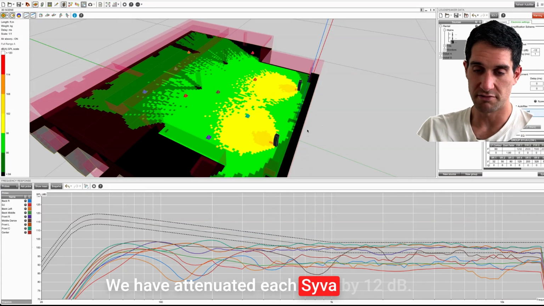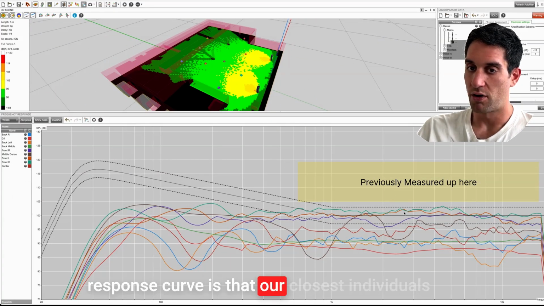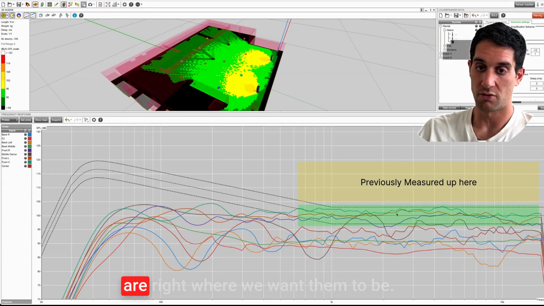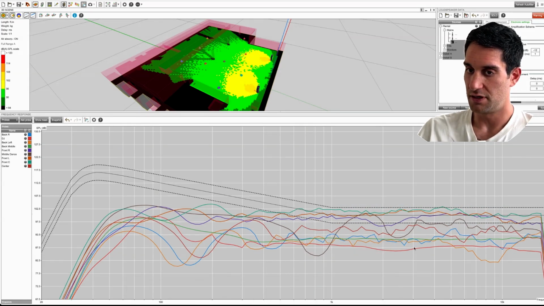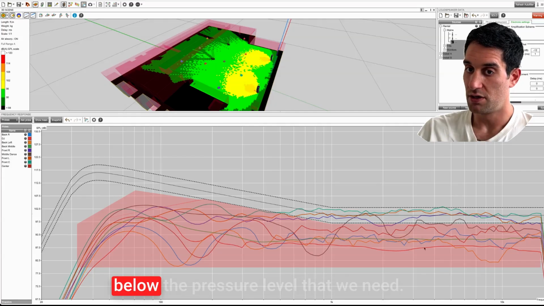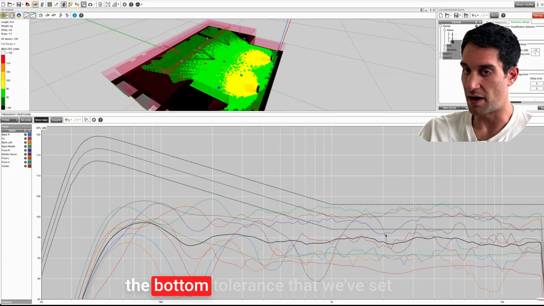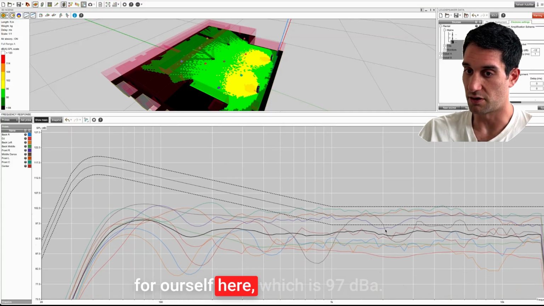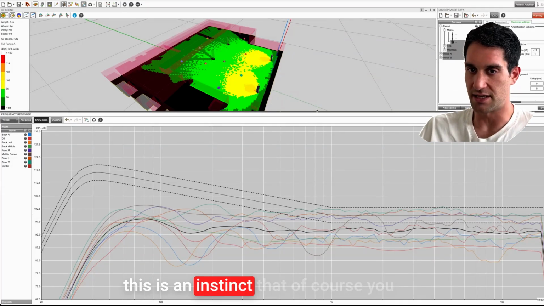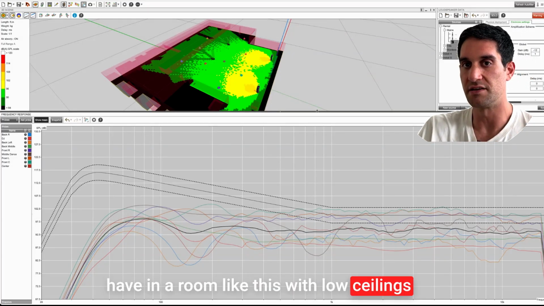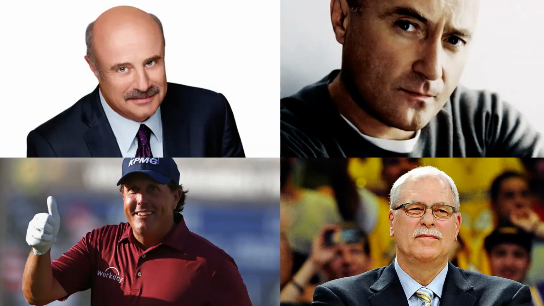We've attenuated each Syva 12 dB, and what we see here in the frequency response curve is that our closest individuals are right where we want them to be. However, we have lots of different audience members that are well below the pressure level that we need. If we look at the mean, it is well below the bottom tolerance that we've set for ourselves here, which is 97 dBA. What does this tell us? Ultimately, and this is an instinct that of course you have in a room like this with low ceilings, that's going to be chaotic with a lot of people talking, is that we need to have fills or more of a 4-point system.